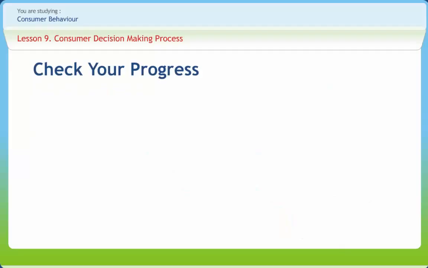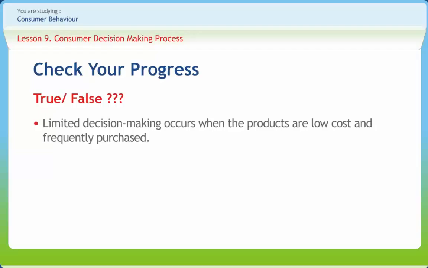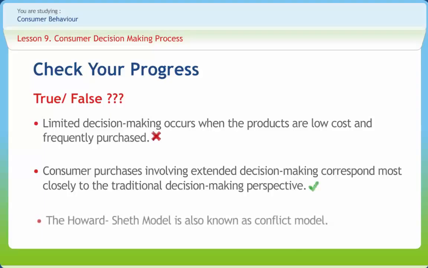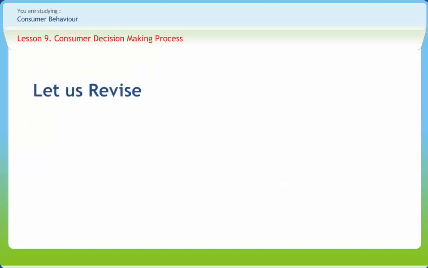Now let us check if we have understood the various concepts discussed in this lesson clearly. Limited decision making occurs when products are low cost and frequently purchased. Wrong. Consumer purchases involving extended decision making correspond most closely to the traditional decision making perspective. Right. The Howard-Sheth model is also known as the conflict model. Wrong.